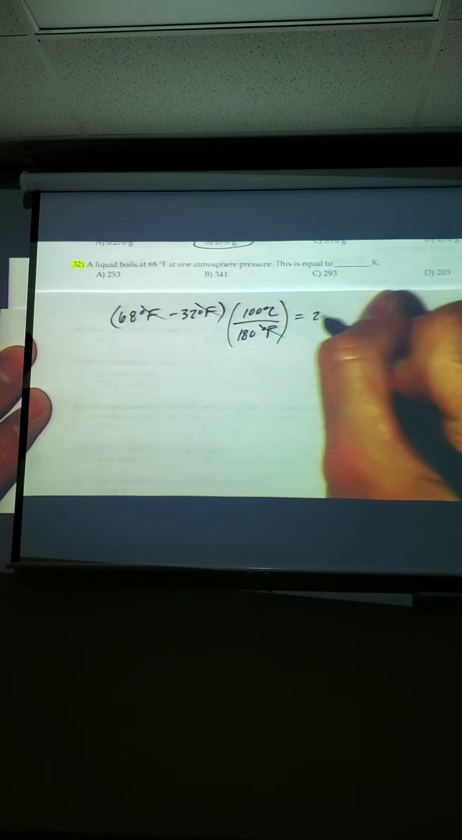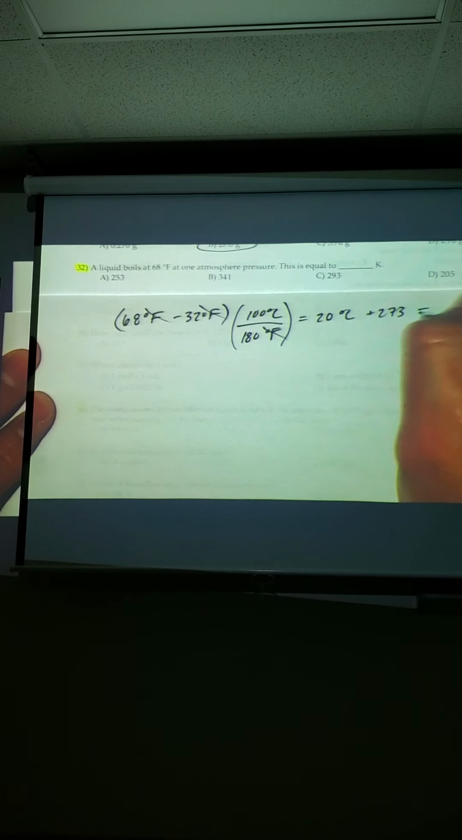There's a faster version of this in your textbook as well. 9 over 5, or in this case, 5 over 9 words. Reduced by 20. So in this case, the answer is 20 degrees Celsius, which is not a choice, so that's good. And then we add 273 to convert to Kelvin, and we should get the answer 293.